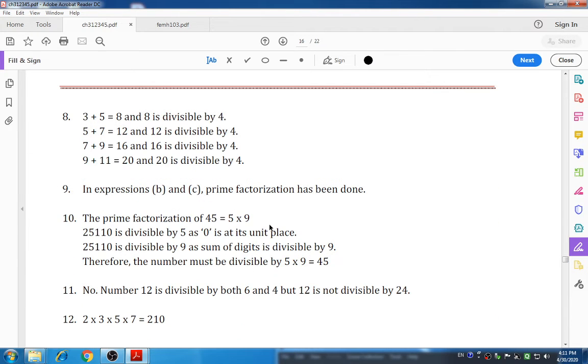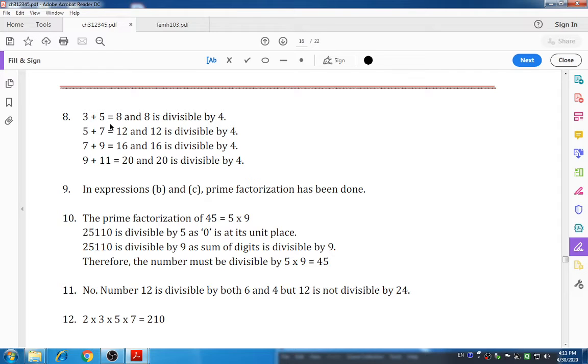Now the eighth one is: the sum of two consecutive odd numbers is divisible by 4. Sum of two consecutive odd numbers. Consecutive means next to each other, but odd numbers. So after 3 there is a 4, an even number, and 5 is an odd number.